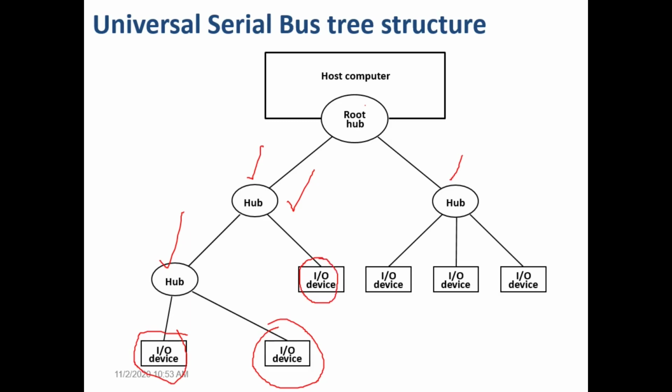Now, if instead of one IO device I want to connect one more IO device, then I will make this leaf node a hub. That hub gives me multiple USB ports, and here I will connect the IO devices. So this is how, in the USB tree structure, there is a root hub which is connected to the host computer or processor, and every node in the tree is a hub. And every leaf node is an IO device connected to the USB ports.